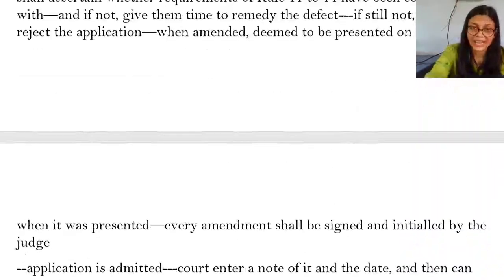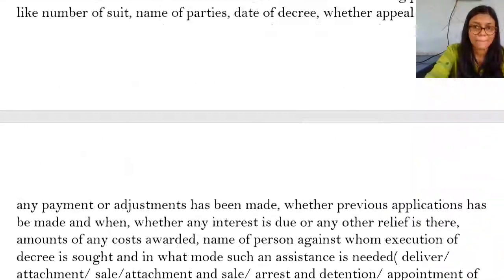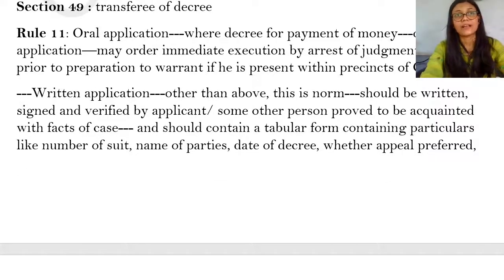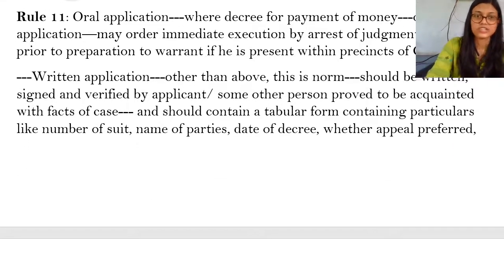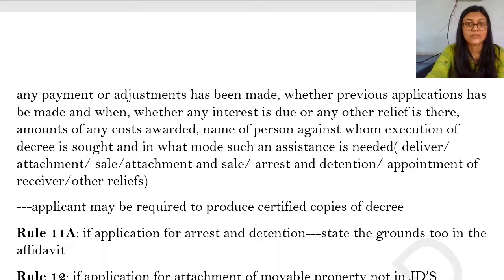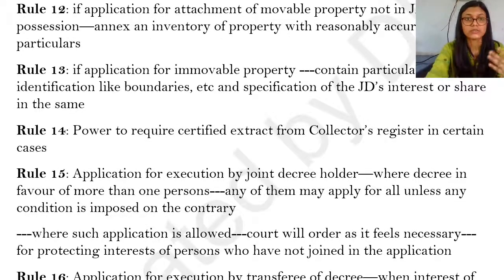So this was the second heading where we dealt with application for execution. What did we see here? We saw who is applying, the decree holder, that is rule 10. Then we saw how we are applying, when we allow an oral application and when a written application. Then we saw that if it is for arrest or detention, then you need to state the grounds also. Rule number 12 is for attachment of movable property, rule number 13 for immovable property, and 14 you have also seen.